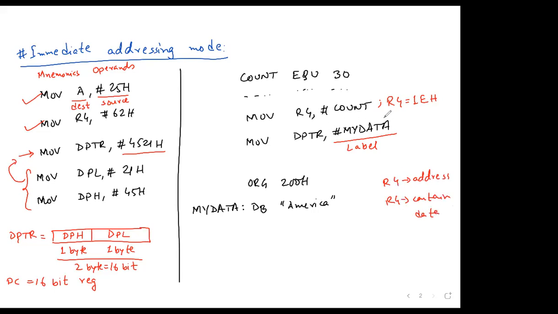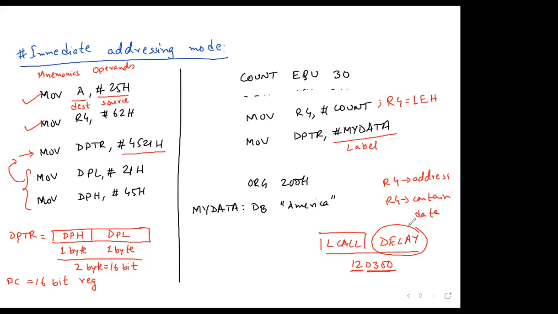But if you look at my data, if you remember in our previous example, there was an instruction like lcall delay, where delay started from origin 300, and the opcode for this instruction was 120300, right? So what I'm trying to say is, this 12 represents the opcode for lcall, and this 0300 specifies the address where this label is located.